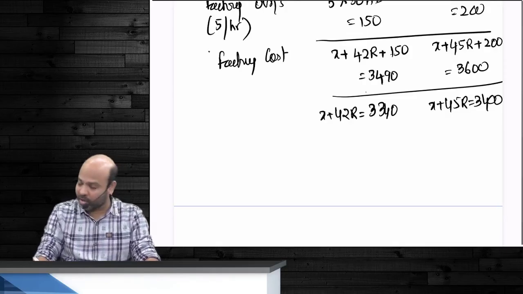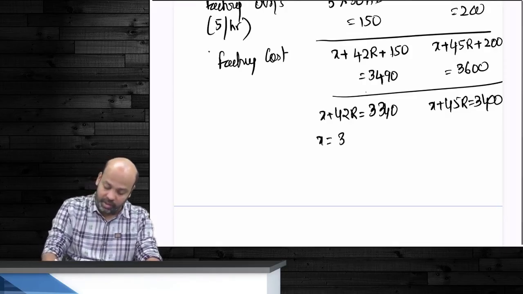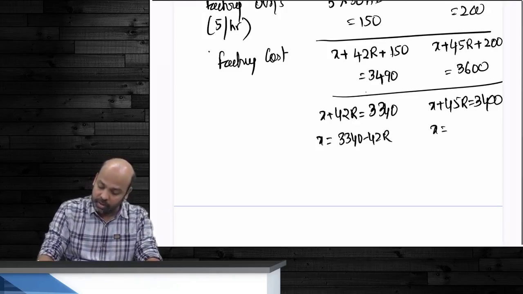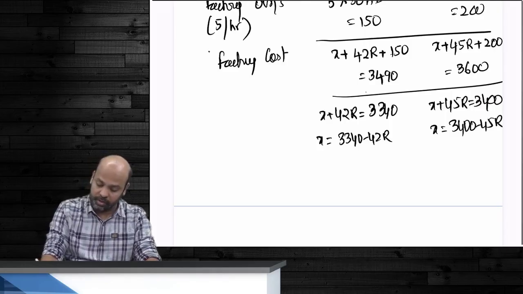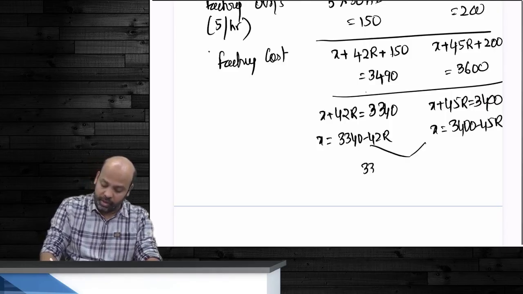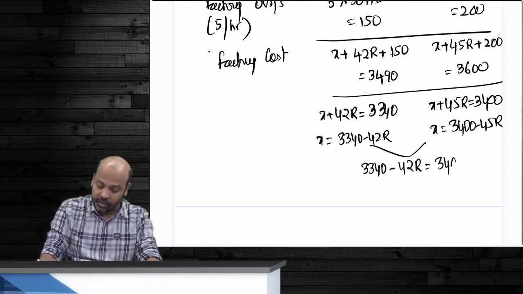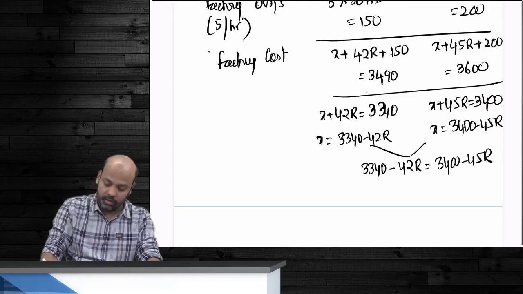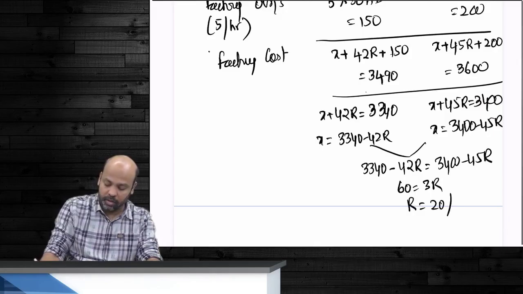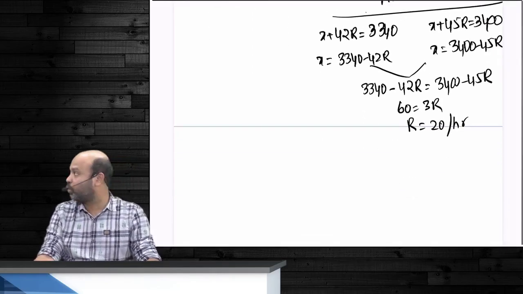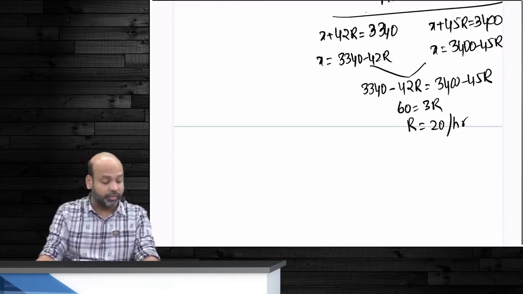If you do not want to solve the matter, just write x is equal to 3340 minus 42r, and here beta x will be equal to 3400 minus 45r. Equate both the x, beta. You will get the value of r. 60 is equal to 3r. So r will be equal to 20 rupees. That 20 rupees, if you substitute in any of those equations, you will get the value of x.